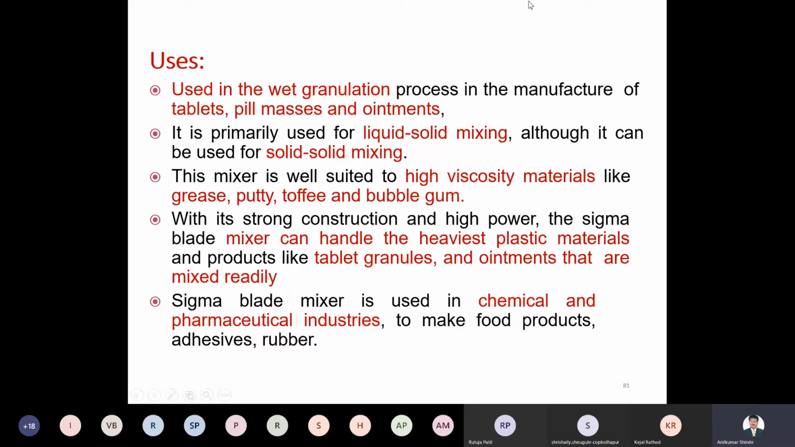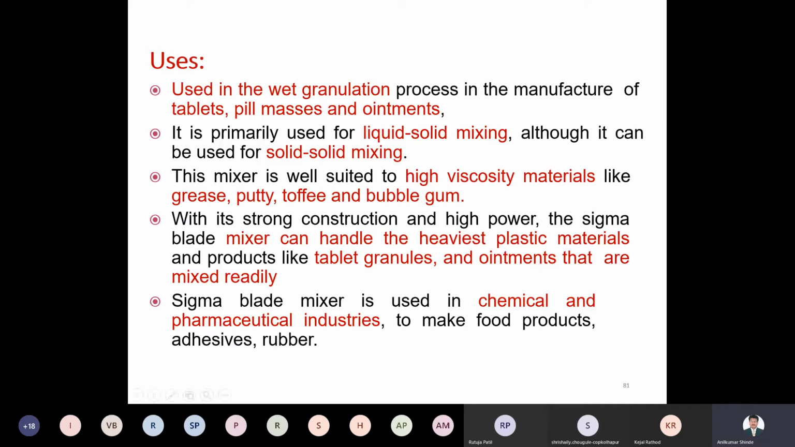This family is used for liquid-liquid mixing, liquid-solid mixing, and we can use it for solid mixing also, which have the highest density. Particularly this sigma blade is used for the highest viscosity material. Liquids cannot be used. So those materials which have the highest viscosity, maybe ointments, creams, or the semi-solid mass or granulations, different masses, these are the highest viscosity materials which are mixed with the help of the sigma blade.